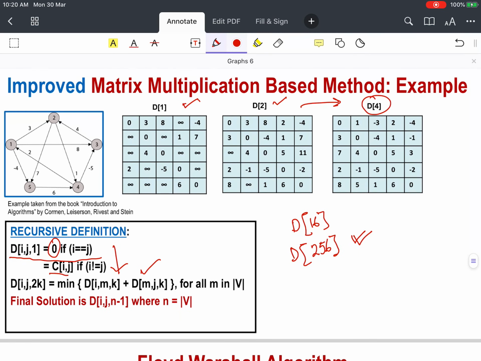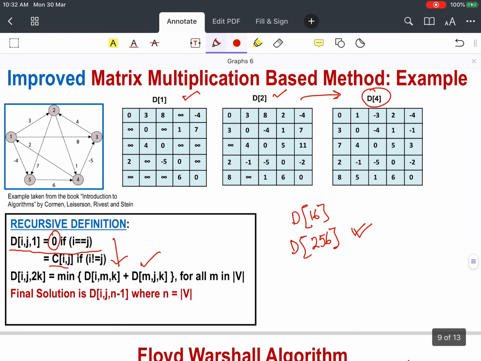So this improved matrix multiplication algorithm is a very interesting improvement. As we said, it will also work for negative cost edges if you are able to adapt it. I have given it to you as an exercise, but definitely it will work for negative cost edges. And it is a fast, clean, and very simple algorithm.